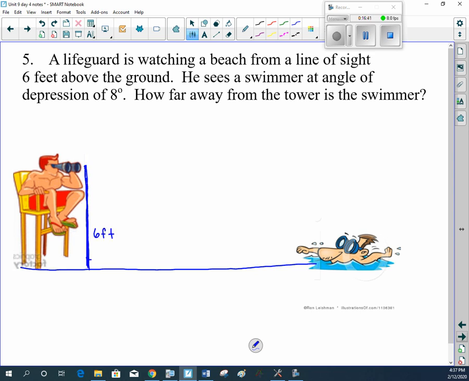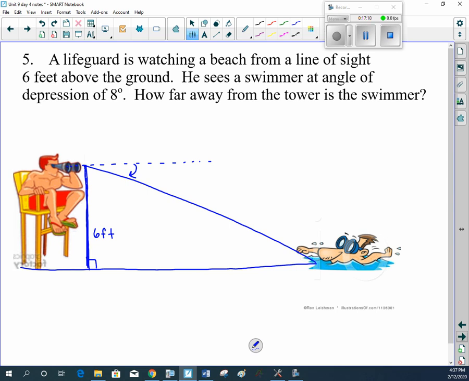We're going to say that's perpendicular. Okay, and then it says the lifeguard sees the swimmer at an angle of depression of 8 degrees. So remember, when you're doing an angle of depression or elevation, you always look straight out, and then you look down. So he looks down and sees the swimmer. So the question is, where does the 8 degrees go?